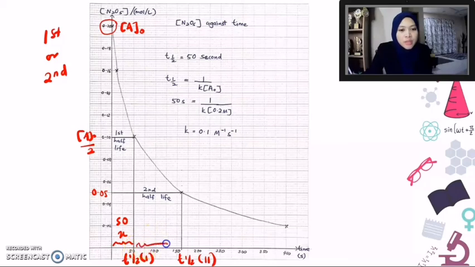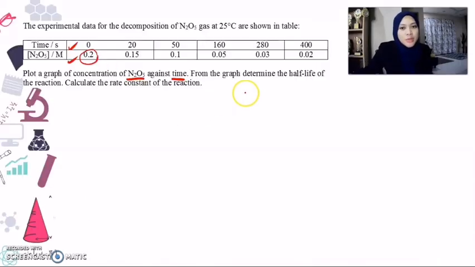What will be the T half second is this range. So 150 minus 50, we get 100. So we can have the value second T half equal to 2 times first T half. This proves that this graph is second order. So the question asks you to calculate the half-life, and we already get the half-life. Next, the rate constant of the reaction.